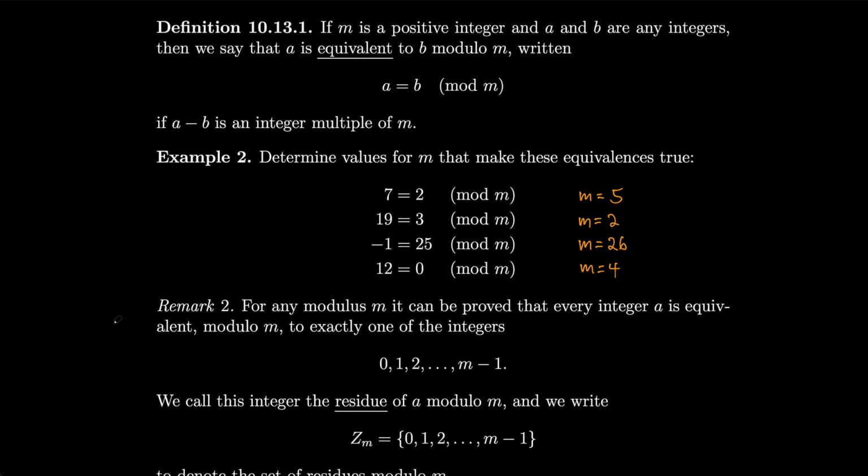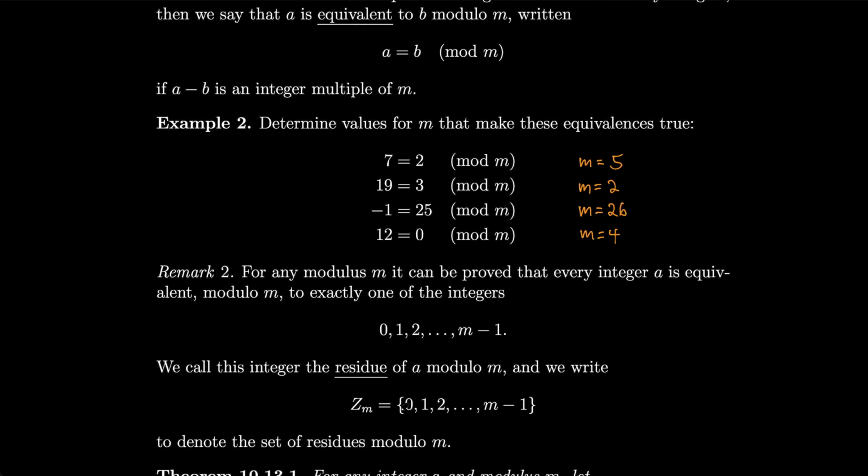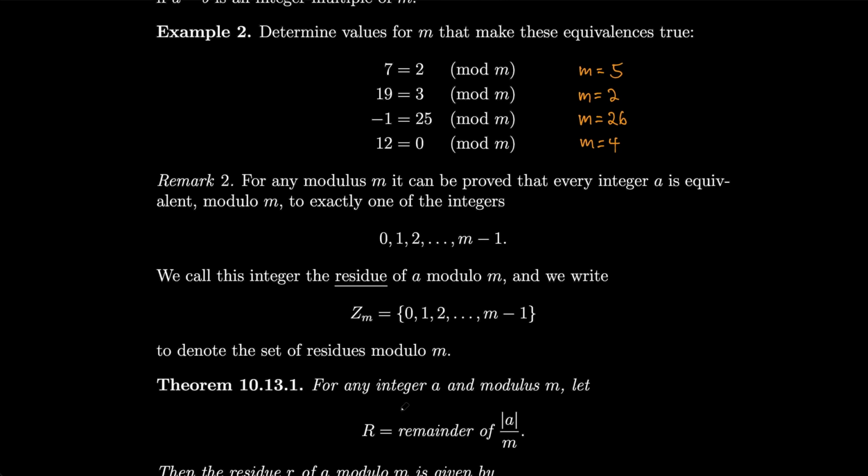For any modulus m, it can be proved that every integer a is equivalent modulo m to exactly one of the integers from 0 to m minus 1. We call this integer the residue of a modulo m, and we write Zm, the set of the integers from 0 to m minus 1, to denote the set of residues modulo m.